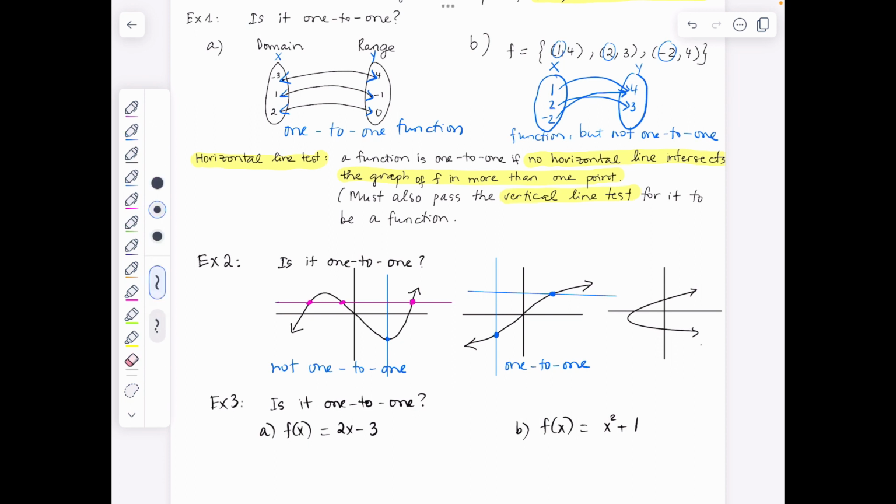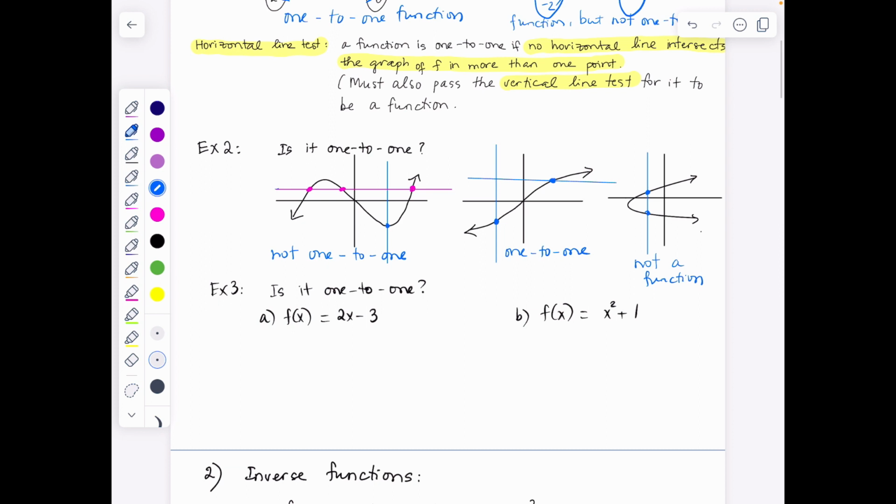In the third graph, if we do the vertical line test first, you can see that it crosses the graph at 2 points. So it's not even a function to begin with. So it can't be a one-to-one function. So I'm just going to put here: not a function.